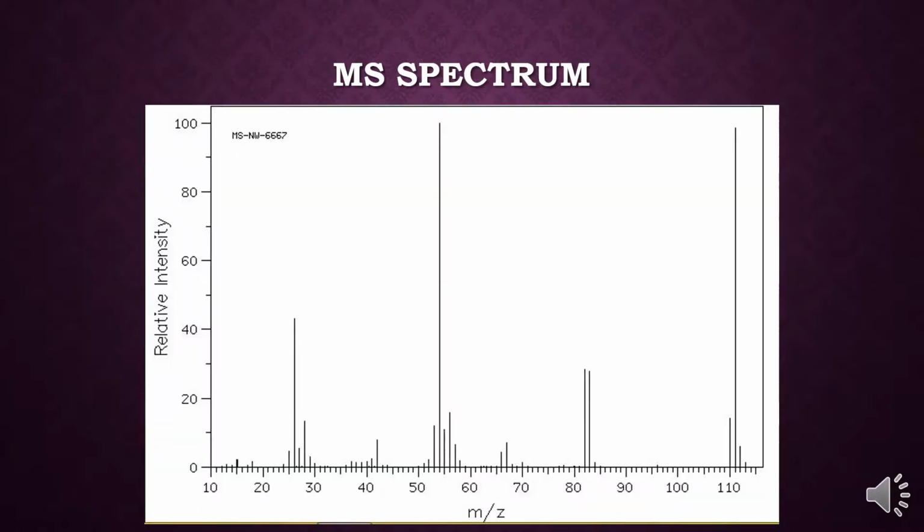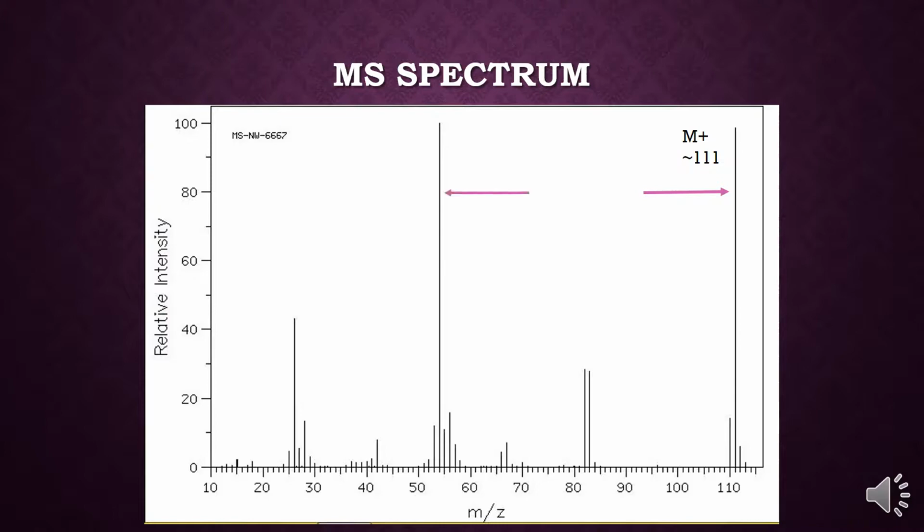Now here we have located a MS spectrum for our structure. On the y-axis you have your relative intensity, and on the x-axis you have your molecular mass. Now first off, you want to find your M plus peak. That's this one here. And our M plus value is about 111 based off the x-axis. And so you know that your molecular structure is going to be about 111 grams per mole.